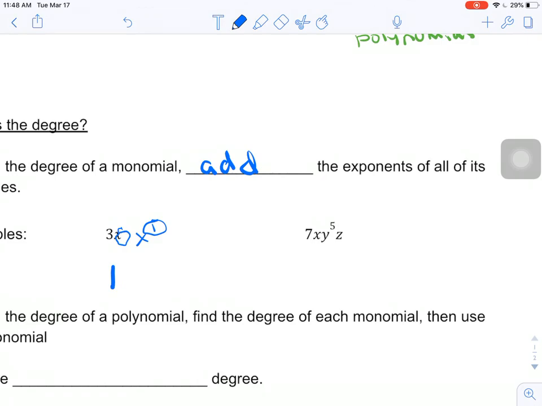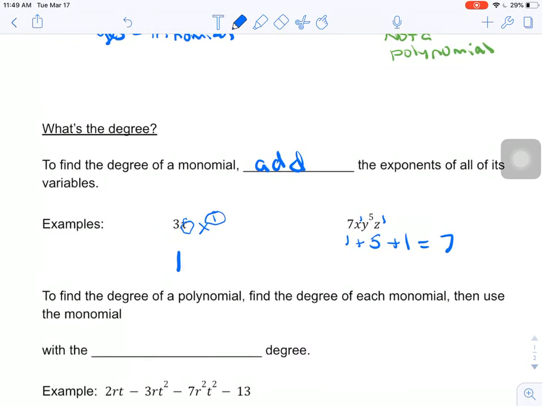Now this other monomial, 7 times x times y to the power of 5 times z, has a bunch of variables in there. So we have to look at the exponents of all of the variables. And remember, if a variable doesn't have an exponent, it's because the exponent is 1. So x is really x to the power of 1, and z is really z to the power of 1. So I would take those exponents off of all the variables, since I have more than 1, and I would add them together. So 1 plus 5 plus 1 equals 7. So that means the degree of that monomial is 7. So that's how you find the degree of a monomial.